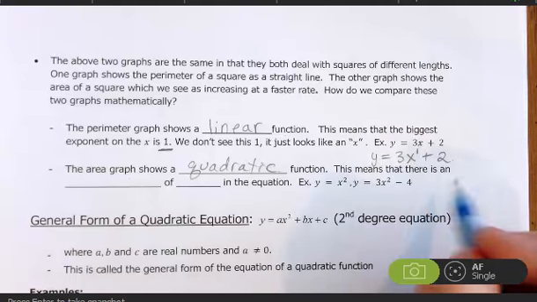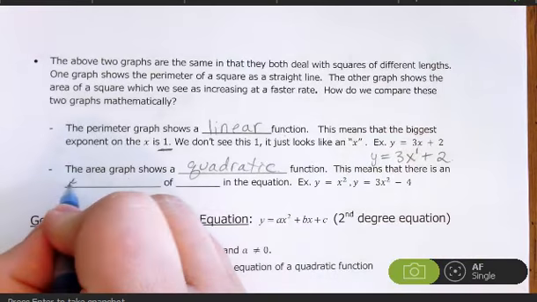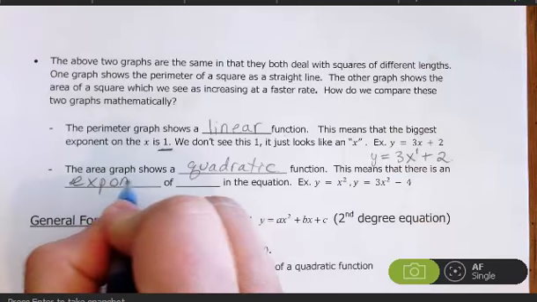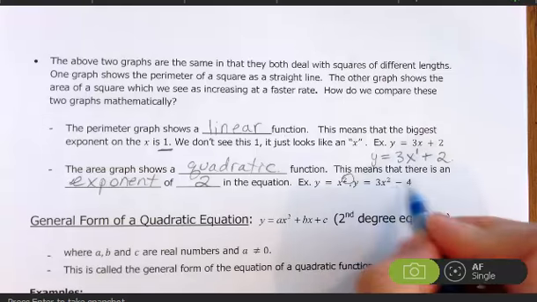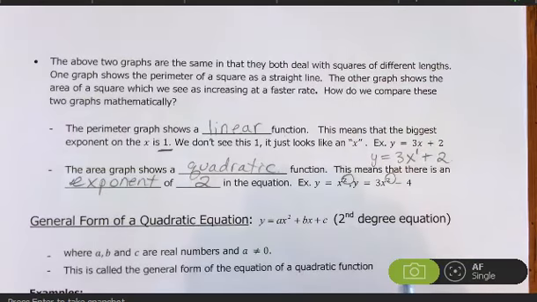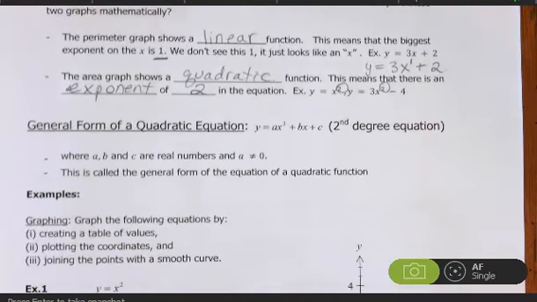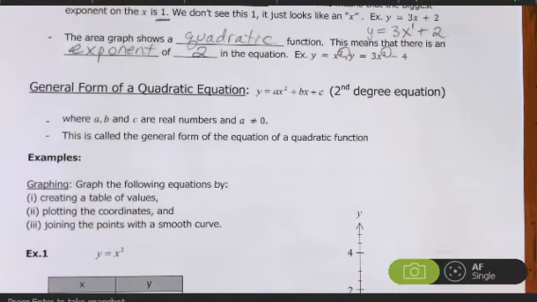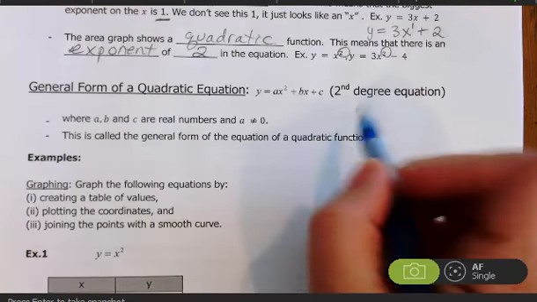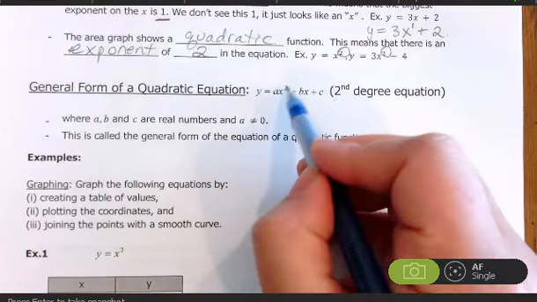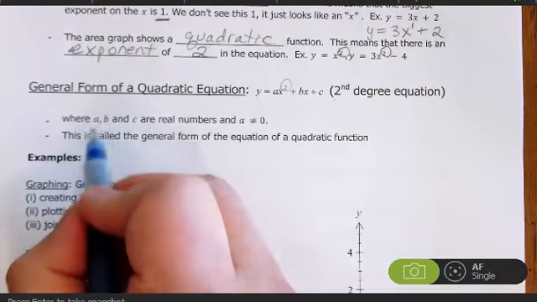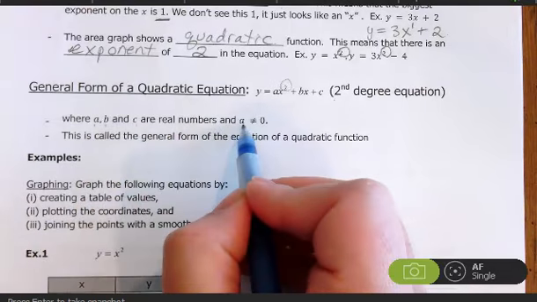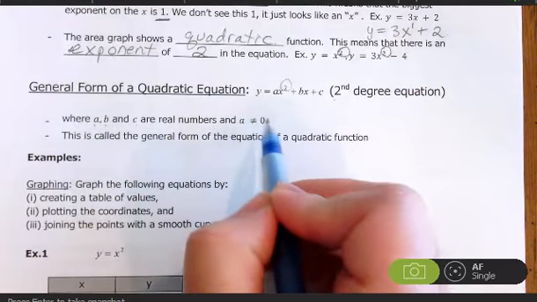Okay, so it's nonlinear. It means that there is an exponent of 2 in the equation. So that's what we're looking at, an exponent of 2 on the x. Looking at the general form of a quadratic equation, we call it a second degree equation because it has a degree of 2 in the polynomial, where a, b, and c are real numbers, and the value of a is not 0.